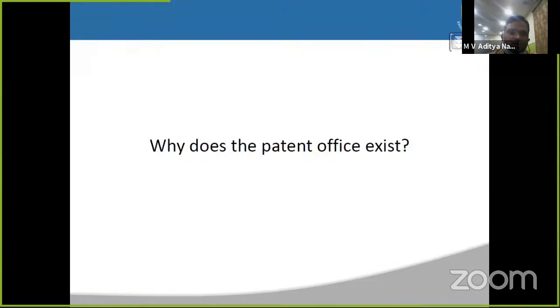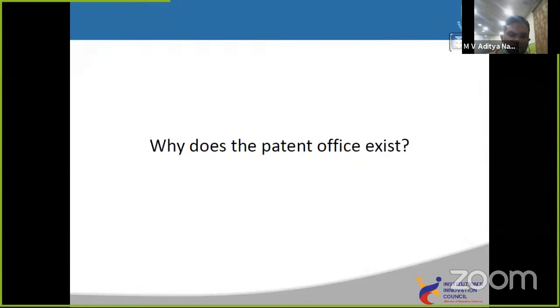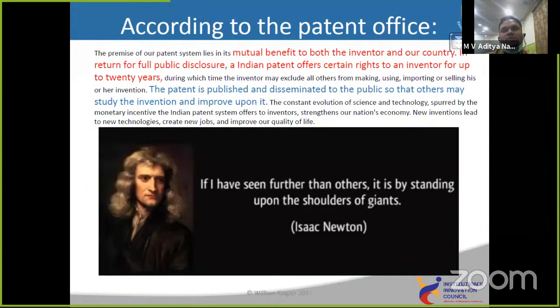So where shall we file these types of IPs? You have separate patent offices in each and every country. Please make a note that the right you get is not internationally protected; it's only nationally protected. So for national protection, you go to the regional patent offices available in your own country. And why do they exist? To promote mutual benefit for both inventors and our own country.